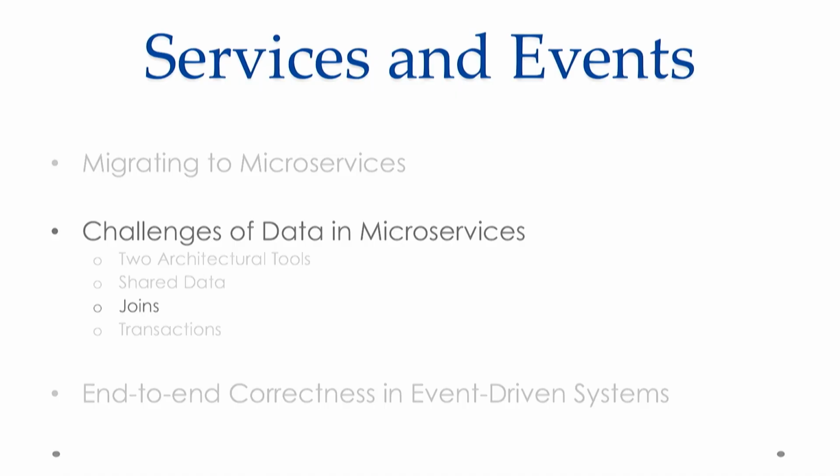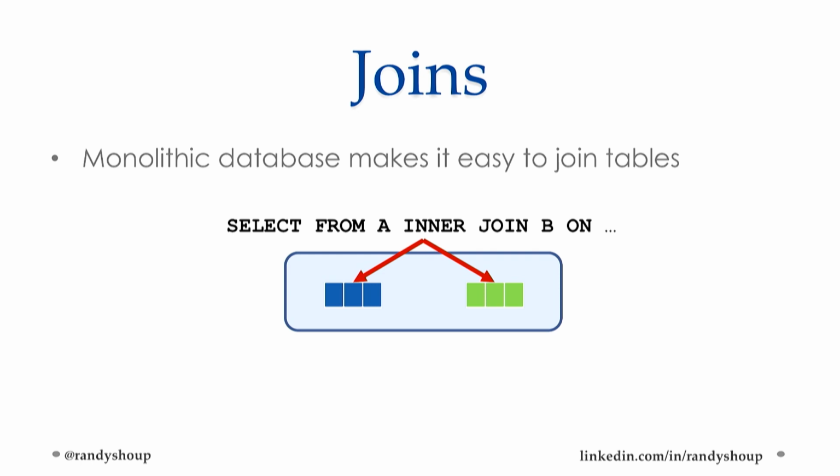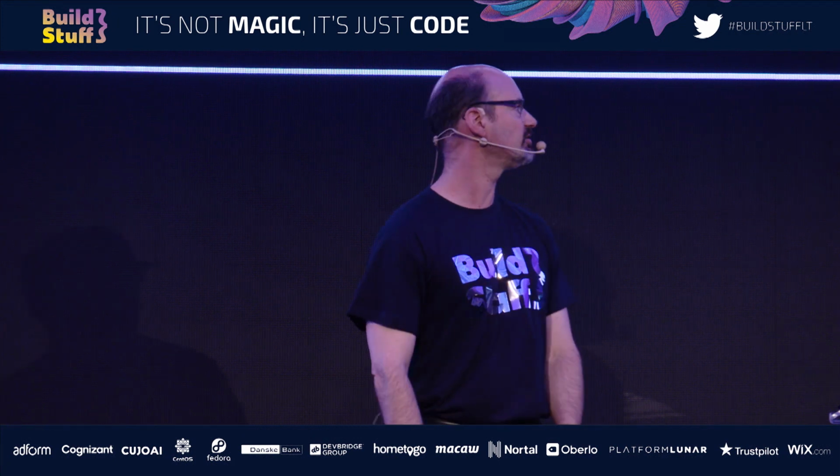Now let's talk about joins. So again, let's motivate the problem. In a monolithic database, it's really easy to join tables. I just add to my select statement, right? So now I say select from A, inner join B on some join condition, all good, very simple. But once I've split that data across multiple microservices, it makes joins really difficult to do.